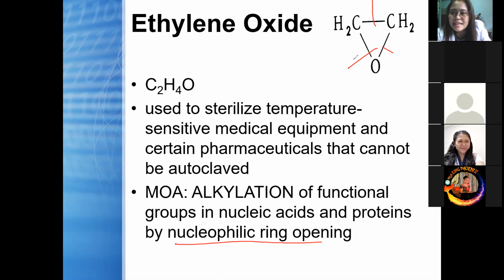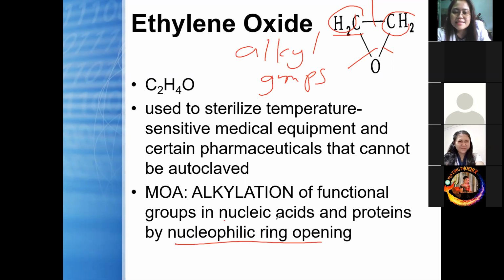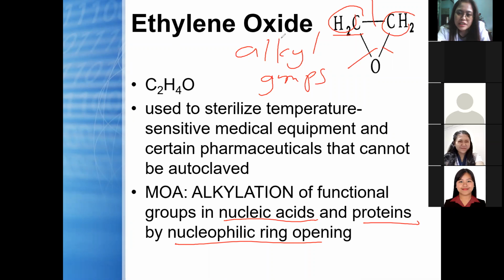Now, once it opens, these two will be released. So we call these alkyl groups. And then this alkyl group will interact with the nucleic acids and the proteins of the bacteria. So it gets incorporated into the structure of the nucleic acid and the protein of the bacteria, and the result is it can no longer grow, can no longer multiply, and yes, it heads toward death. So this is called alkylation, meaning the alkyl groups are attached and incorporated here.